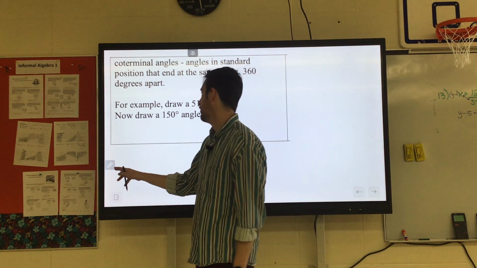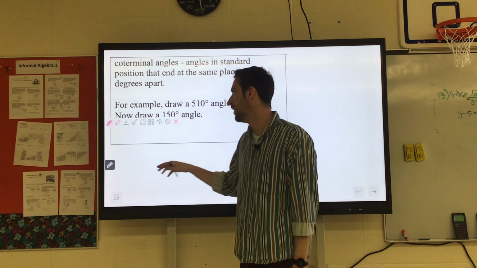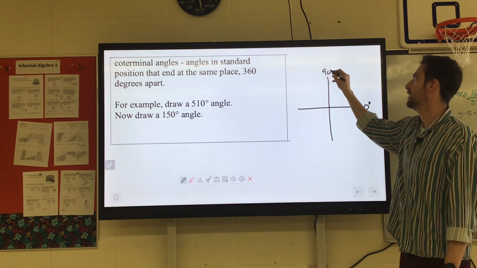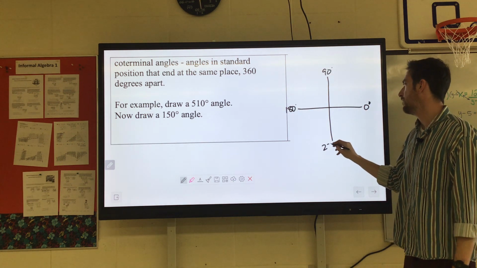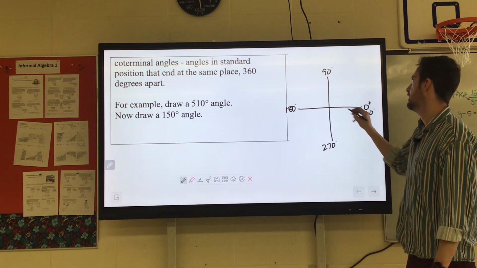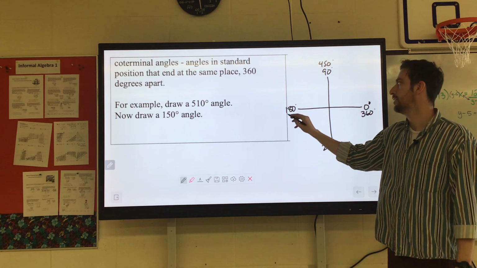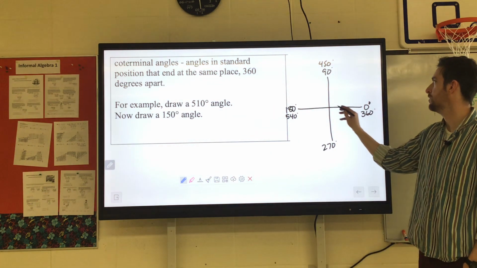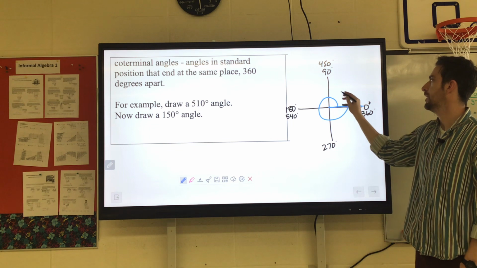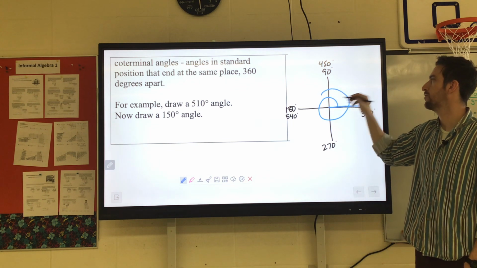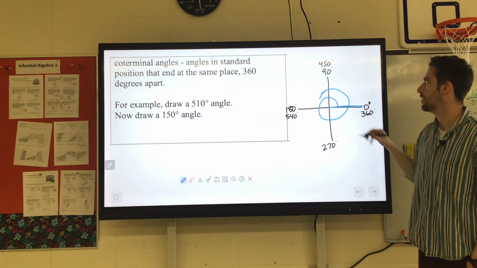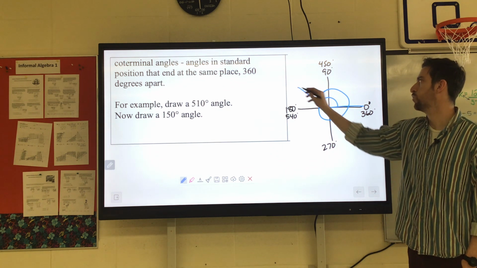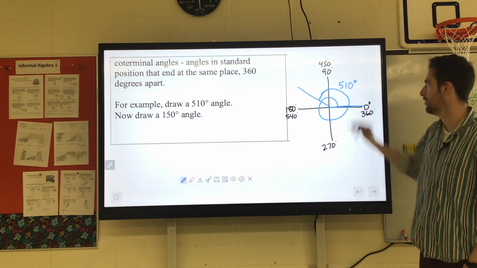For example, draw a 510 degree angle. You got it. All right. So it's a positive angle. So we have 0, 90, 180, 270. Here would be 360, and 450. And then 540 would be here. So if we were drawing a 510 degree angle, that would be one full rotation, and then a little bit past 450, not quite to 540, so it might be somewhere like here. 510, 60 degrees, yeah, all right. So here's a 510 degree angle.